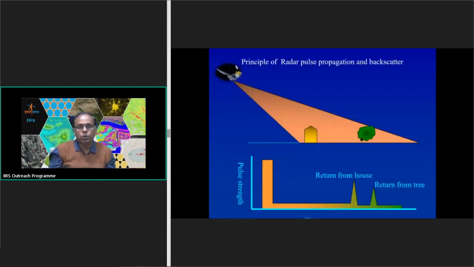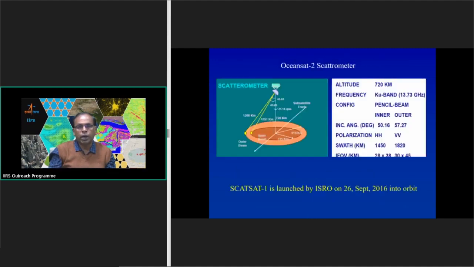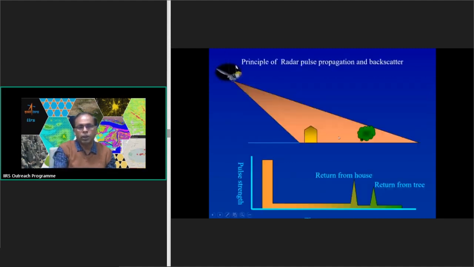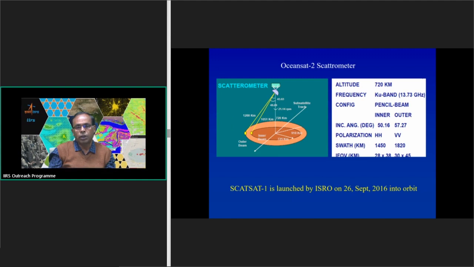And coming to the radar, when you are sending a pulse, if there is a house here and a tree here, first of all the radar pulse will hit the house and get the return echo, and later on it will hit the tree and get the return echo. So the time difference between the echoes will give you the distance between these two objects. This is the principle of the radar image, and the scatterometer sends a pulse and measures the return pulse.